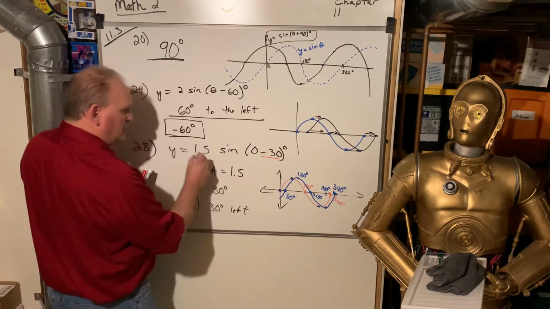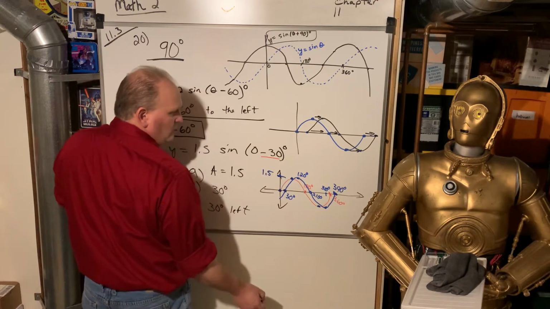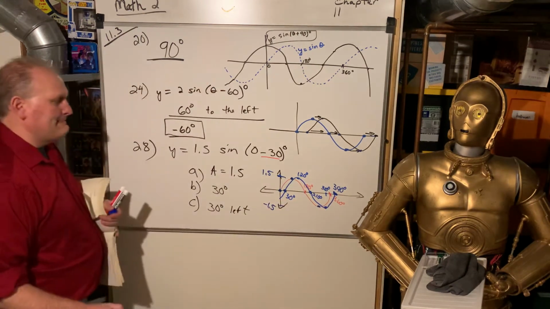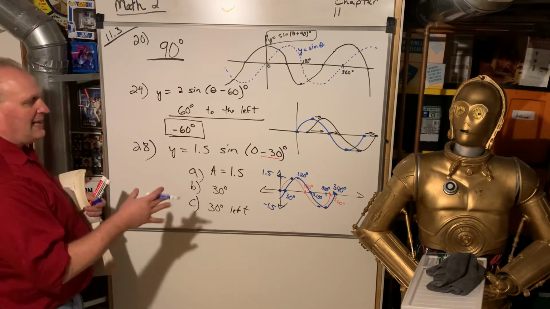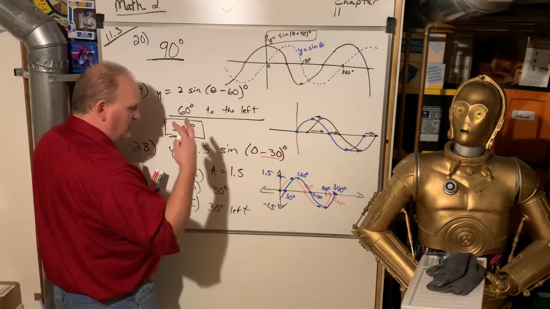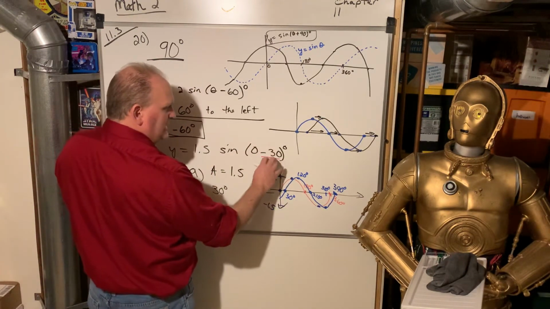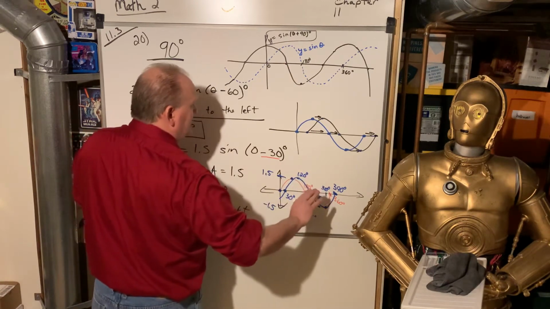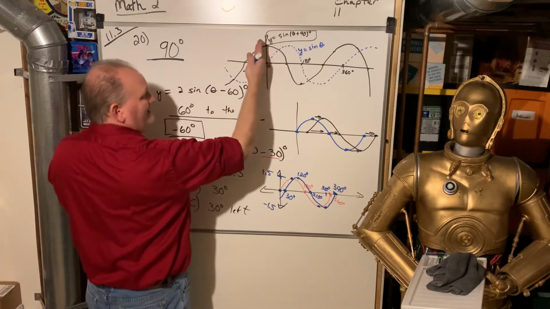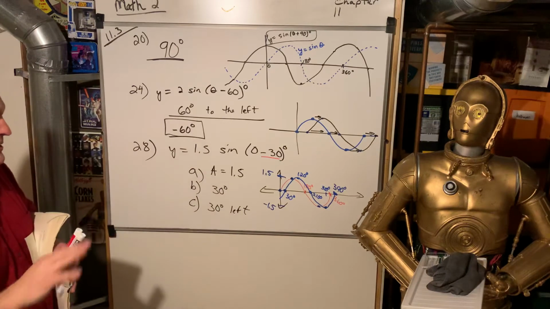And now what does the 1.5 do? Well, that just makes the high point 1.5 instead of 1, and the low point negative 1.5. And this is what I'd like you to be able to do: graph it off of your base knowledge of stuff. So you have to know that minus 30 shifts it 30 degrees to the right, and plus 90 shifts it 90 degrees to the left. So kind of the opposite of what you would think is going on actually happens.